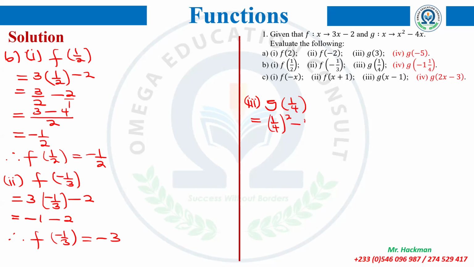Minus 4 into bracket 1 over 4. Very good. The basic advice we're taking. Equal to 1 over 16. It's the same as 1 squared over 4 squared, so 1 over 16. Then minus, this will cancel, so minus 1. You can use your calculator for this. Negative 15 over 16. So this gives you negative 15 over 16.